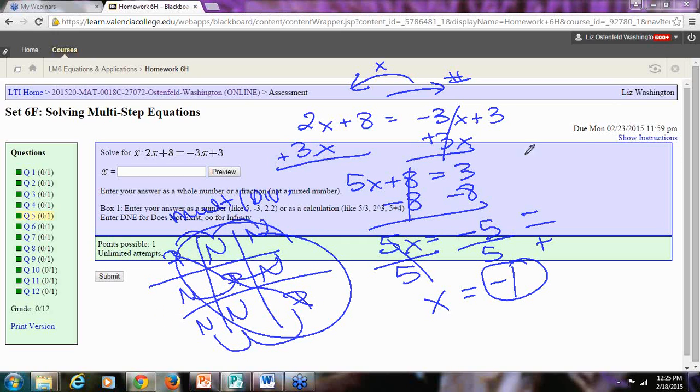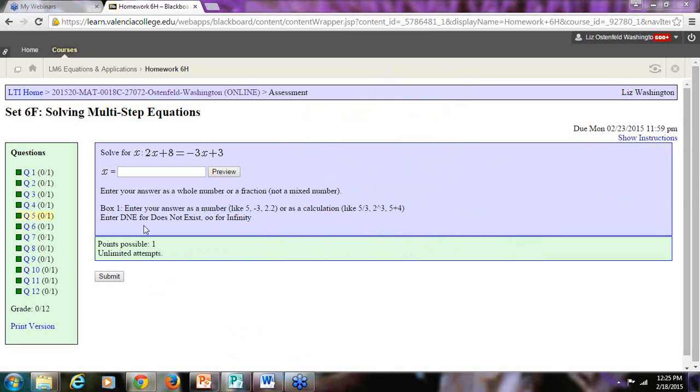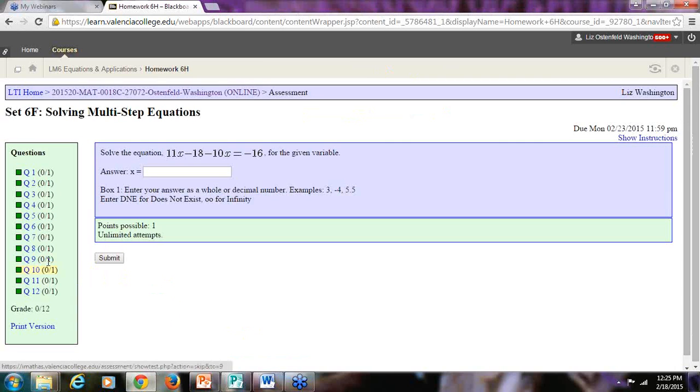Okay? So now I'm going to jump to number 10. Let me see. 10, 11, and 12 it looks like. Okay. Here we go. So I'm going to rewrite it. I got 11x minus 18 minus 10x equals negative 16.